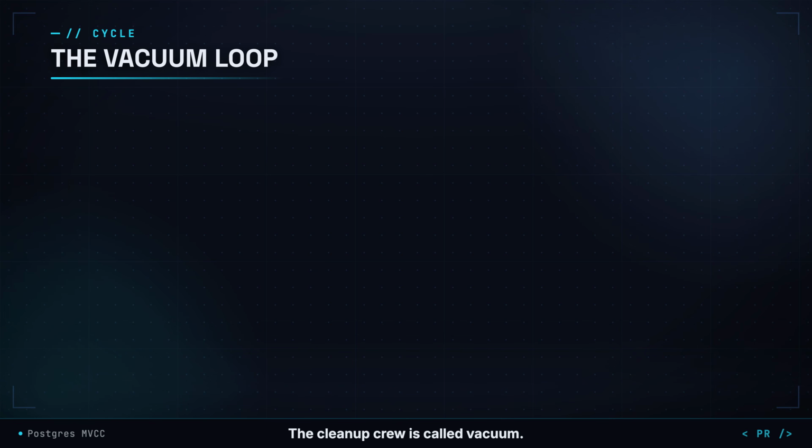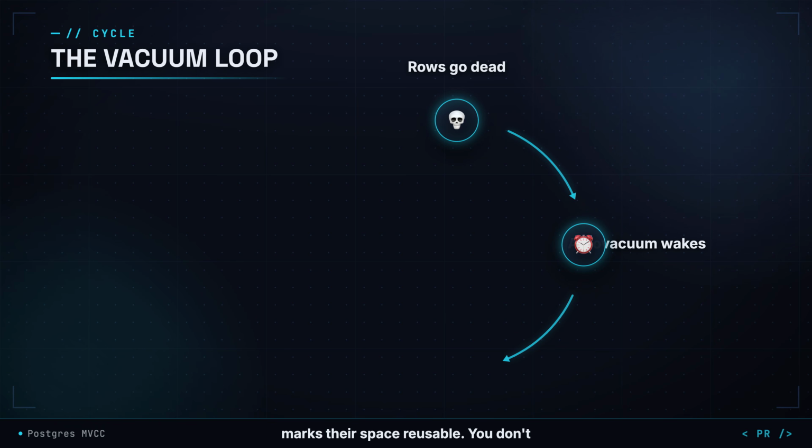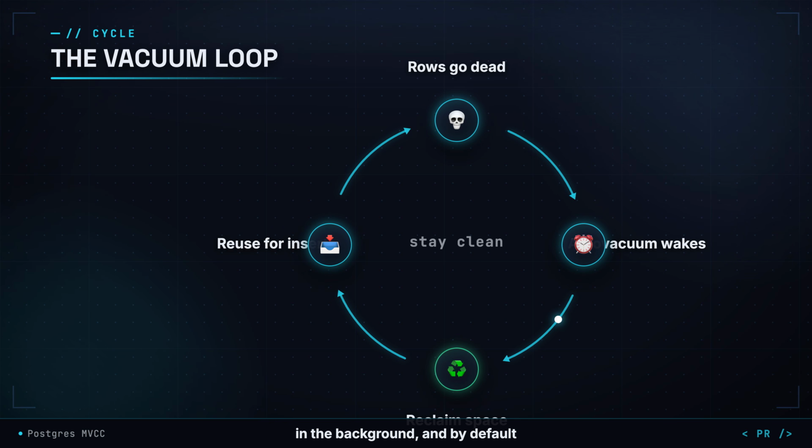The cleanup crew is called vacuum. It walks the dead rows and marks their space reusable. You don't run it by hand. Autovacuum runs in the background, and by default it only wakes up for a table once roughly 20% of it has gone dead. On your hottest tables, you want that number a lot lower.